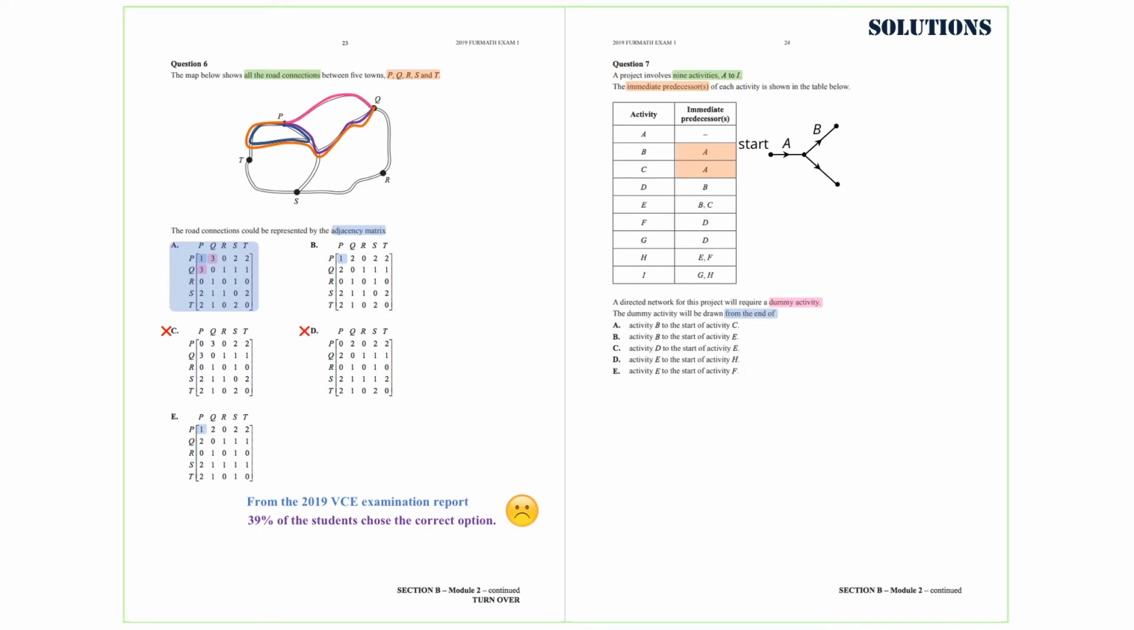Activity D has activity B as an immediate predecessor. Activity E has both B and C as immediate predecessors. Therefore, we are going to need a dummy activity from B to E. So the answer we are after is option B. From the 2019 VCE examination report, 42% of the students chose the correct option.